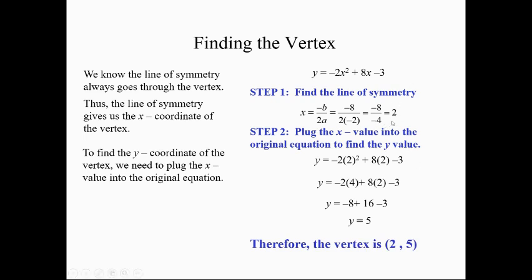So the coordinate of our vertex is (2, 5), because I already found the x value with the line of symmetry, plugged in, and solved for y. The y value is 5. Remember, your vertex is always on the line of symmetry. The line of symmetry passes through the vertex.